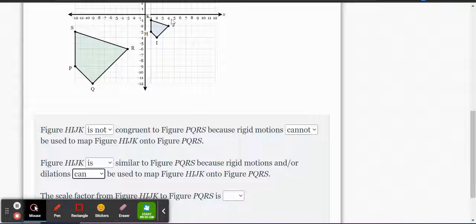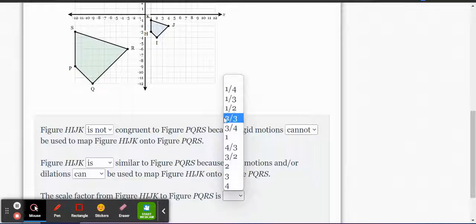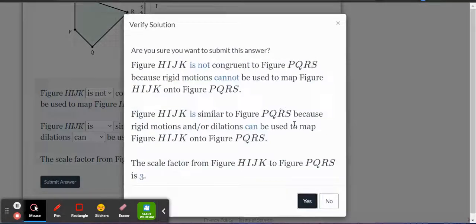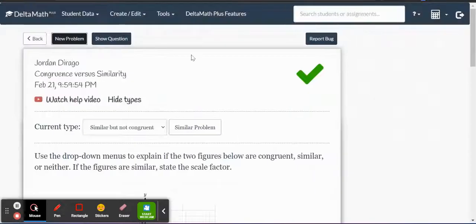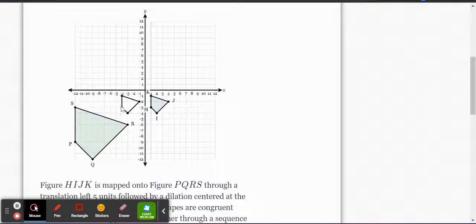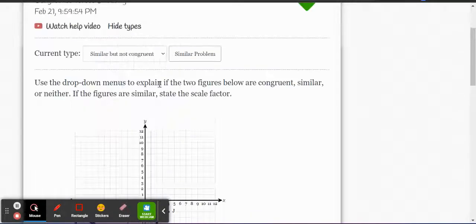Now, what's the scale factor? Let's look at this one right here. This is 2 blocks right here. This is 1, 2, 3, 4, 5, 6. Now, hold on, I've got to make sure I'm going in the right direction. Yep, it's going from here to here. So from 2 to 6, the scale factor is 3. There we go. So look at that. It's being slid and then transformed bigger.